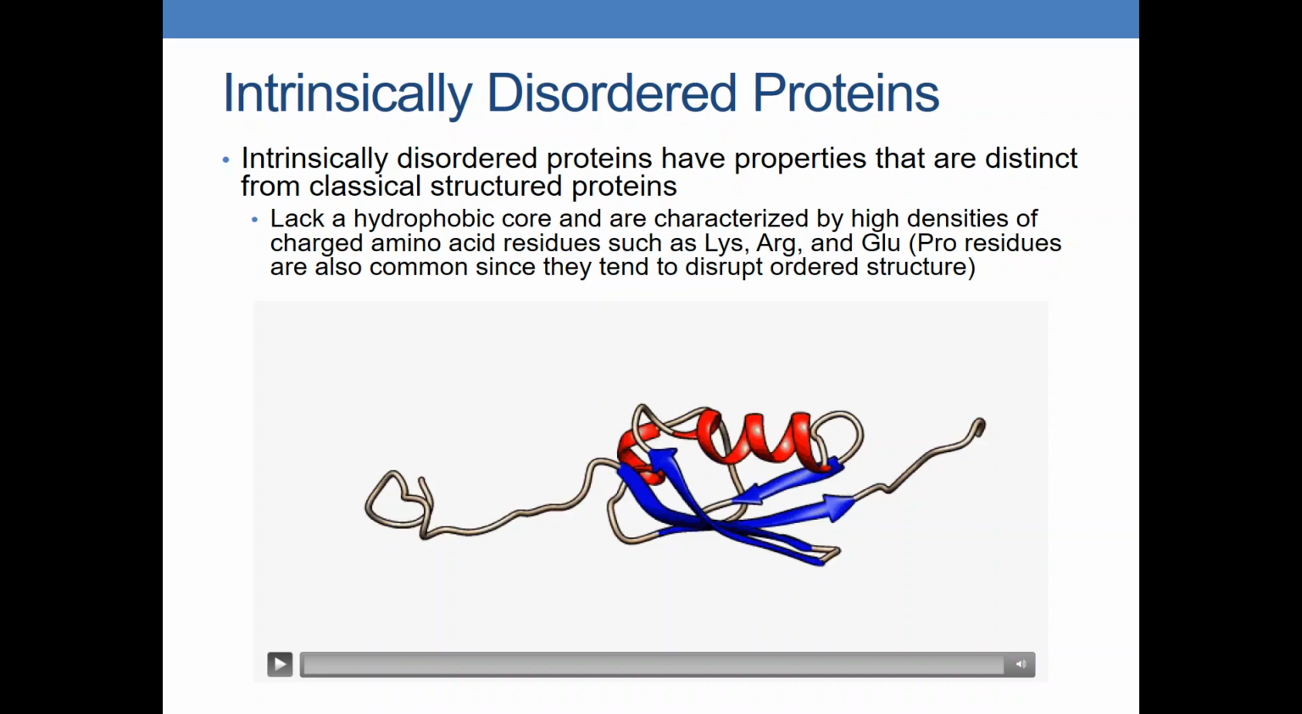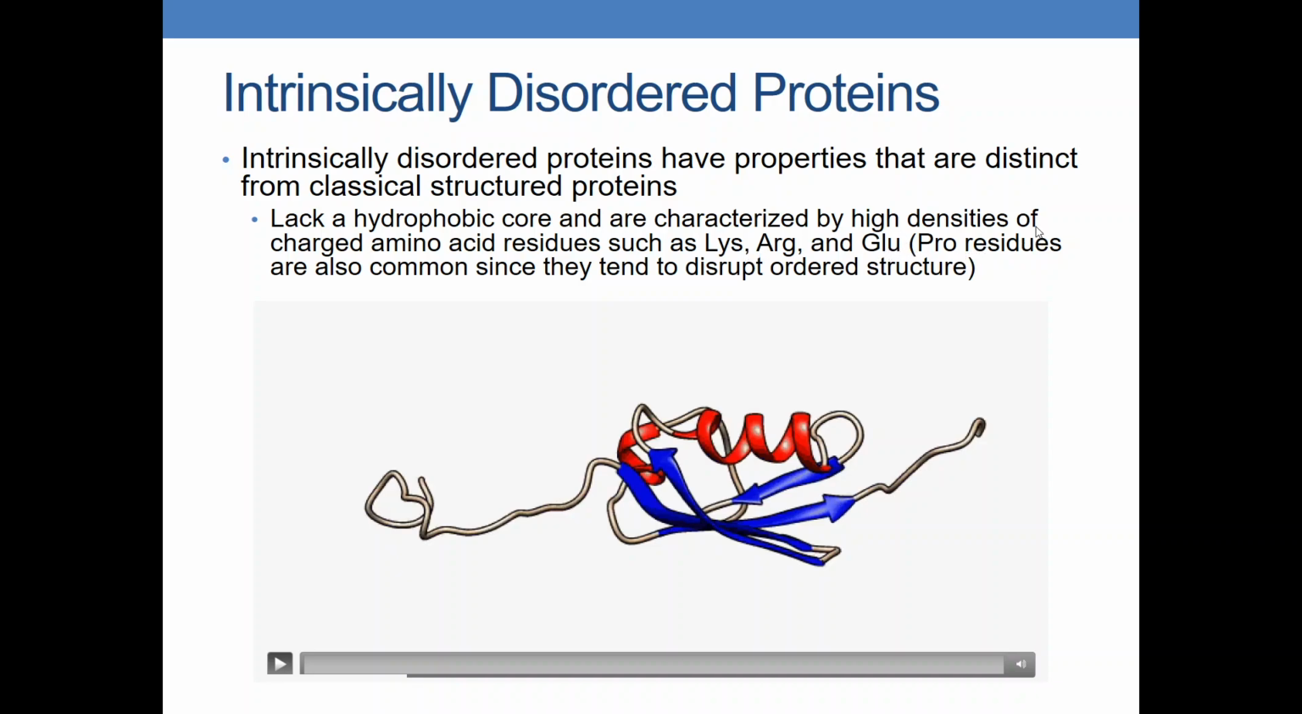So they don't, on their own, have a core that is nonpolar. They are not necessarily globular. They lack this hydrophobic core. They're characterized by high densities of charged amino acids, such that they have a lot of lysines, arginines, glutamic acids. They also have a lot of prolines.